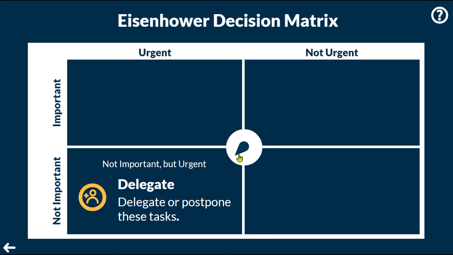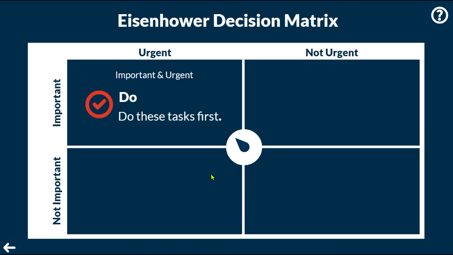And the final thing is not so important but urgent. This is a tricky one. As people who manage time and have resources, they can always delegate these tasks to other people, or postpone these tasks for themselves. That's how you treat the non-important tasks. And what is very important is the urgent and important quadrant.